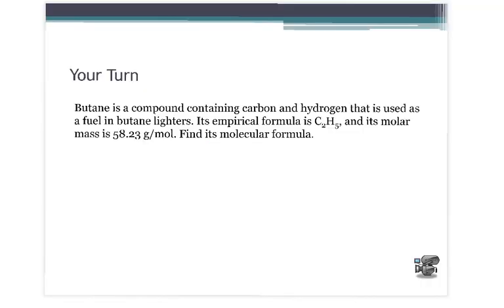Okay, go ahead and give this a try on your own. Butane is a compound containing carbon and hydrogen, and it is used as a fuel in butane lighters. So what you use to light up your stovetop or a cigarette. Its empirical formula is C2H5, and its molar mass is 58.23 grams per mole. Find its molecular formula. Okay, so we want to find n, and n is our given molar mass divided by the molar mass of our empirical formula.